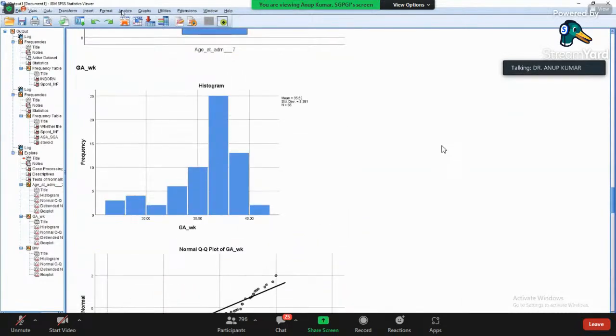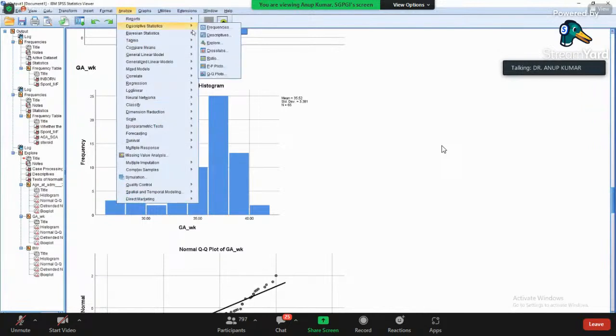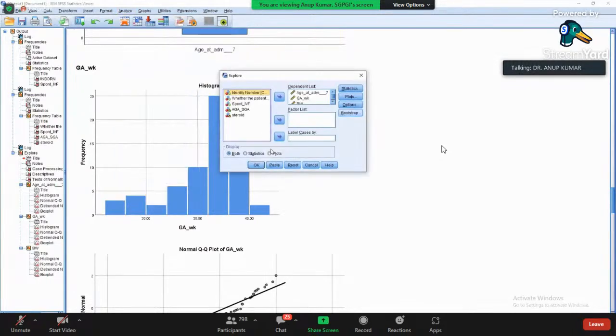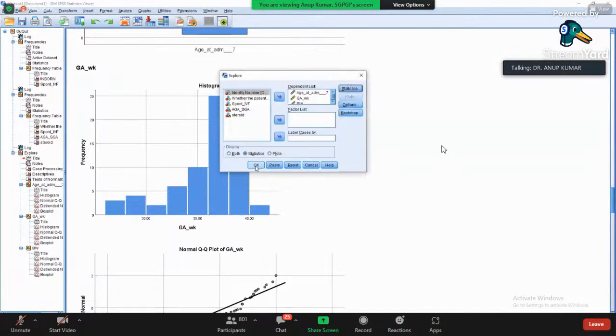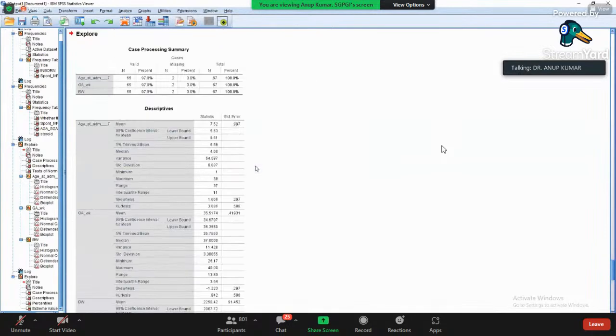Now again go to Analyze, Descriptive Statistics. Here you can see Frequencies, or you can go with Explore. Show the statistics only. In Statistics, I want percentiles because I want Q1 and Q3, so I click percentiles. I also want the outliers, so I click outliers, then continue and then click OK. So it is going to give me the percentiles.